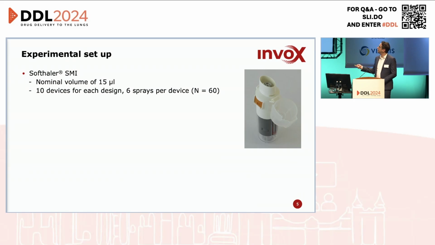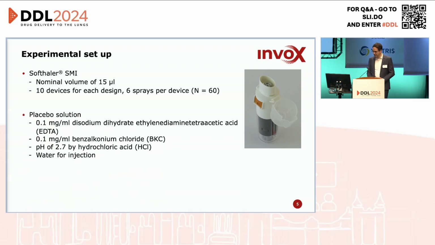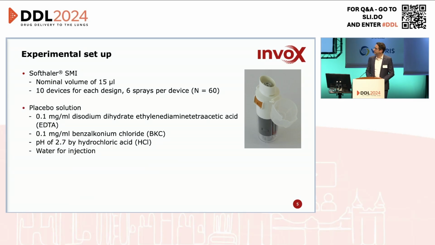We used the Softhaler SMI for this research. It has a nominal volume of 15 microliters. We did every measurement with 10 devices with the same nozzle design, and we collected 6 sprays per device. So everything I will show is an average of 60 shots. We used a placebo solution with EDTA, BKC, hydrochloric acid, and water for injection.